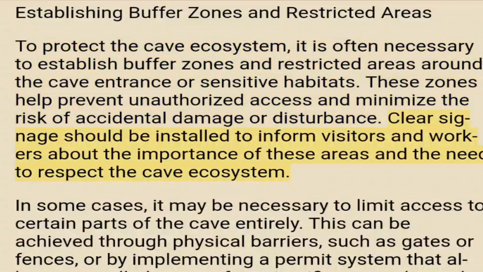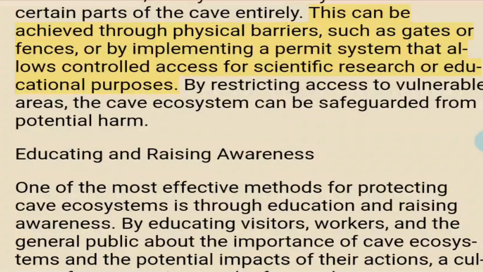In some cases, it may be necessary to limit access to certain parts of the cave entirely. This can be achieved through physical barriers, such as gates or fences, or by implementing a permit system that allows controlled access for scientific research or educational purposes. By restricting access to vulnerable areas, the cave ecosystem can be safeguarded from potential harm.